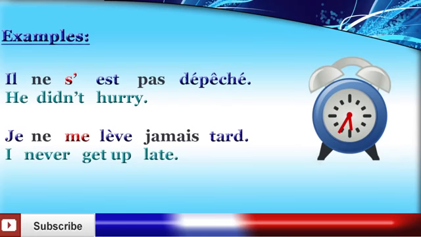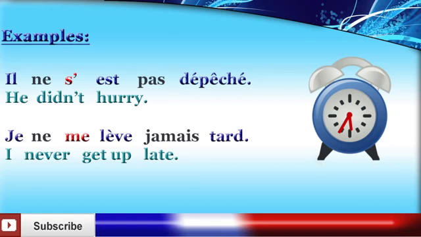For example, il ne s'est pas dépêché, he didn't hurry. Notice that the reflexive pronoun se has become s apostrophe because the following word starts with a vowel. The negative word ne has been placed immediately before the reflexive pronoun, and pas has been placed immediately after the auxiliary verb.